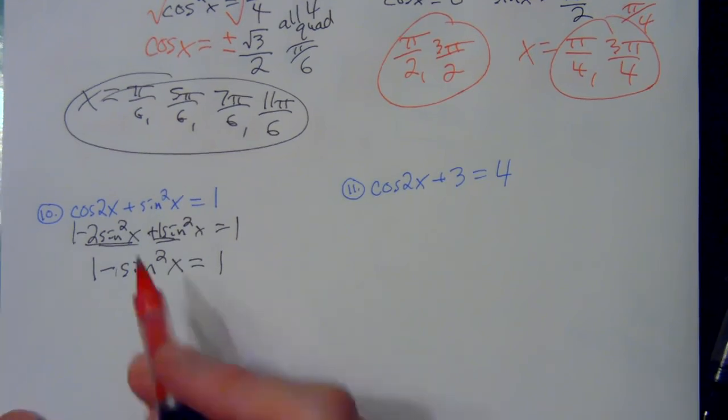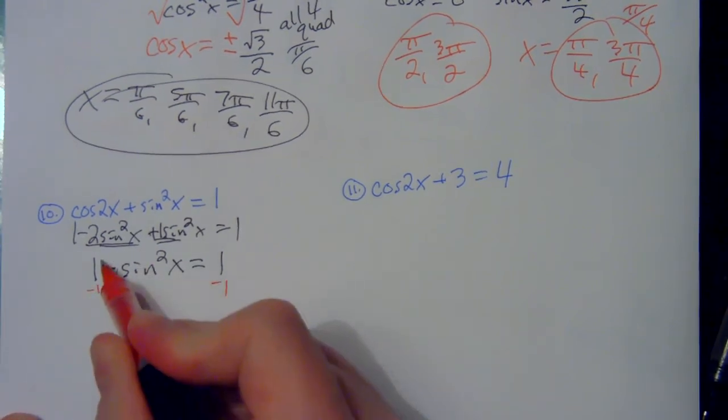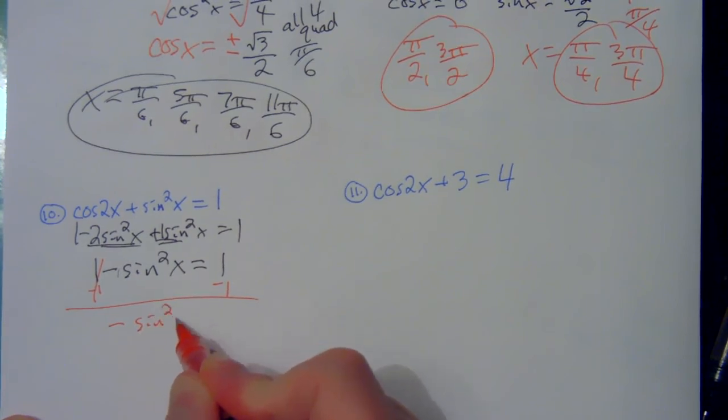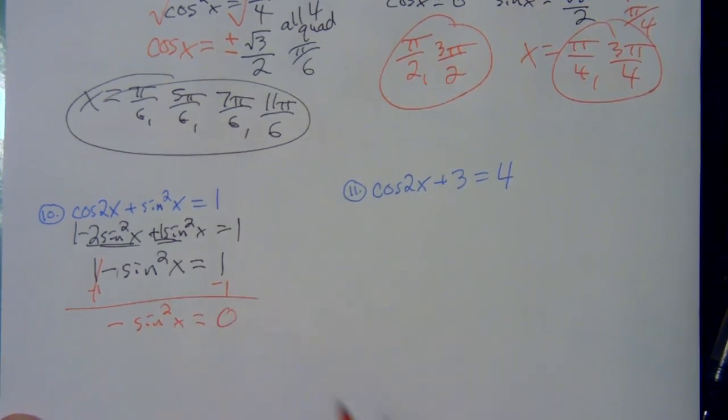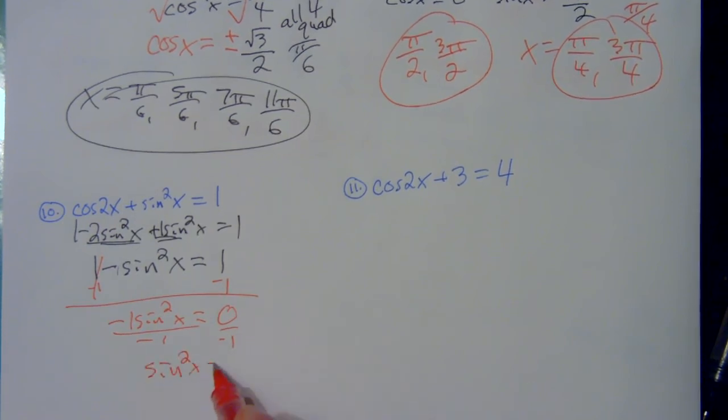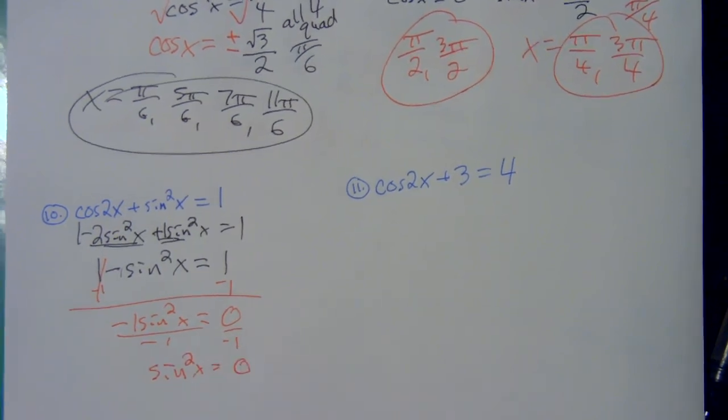And then you got to isolate the trig function. I'm going to subtract 1 from both sides. So those cancel out. So you got negative 1 sine squared x. 1 minus 1 is 0. Technically, you got a negative 1 right there. We're dividing each side by negative 1. But 0 divided by a number is going to give us 0.